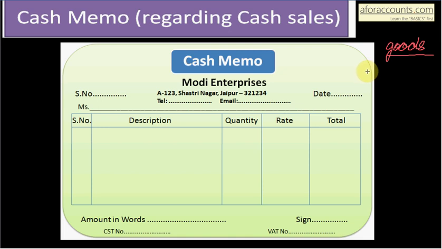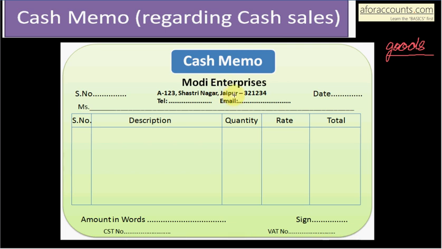So what is a cash memo, you may ask. The issuer, the person who sells the goods, is the issuer of the cash memo, and the details of the issuer will generally be written on top of the cash memo. See here, the cash memo is prepared by Modi Enterprises, and the date, address, telephone and email address, that is, the general information, is given here. So the name of the seller is generally printed on the cash memo.